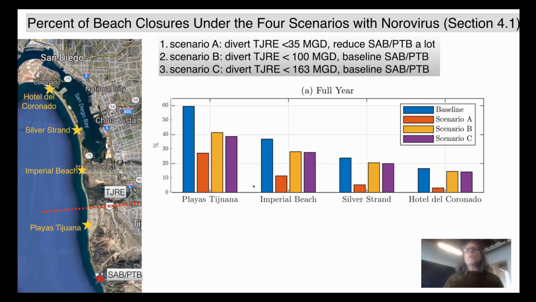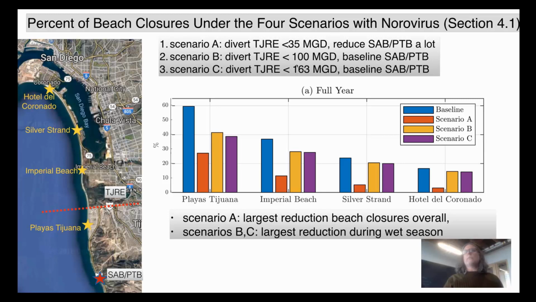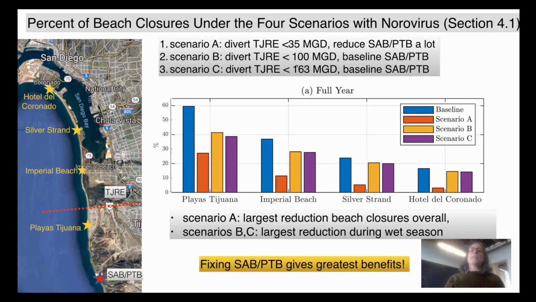But now if you look across all locations, scenario A is the best in all of them, and scenario C doesn't really get you much for all that increase in diversion capacity. Okay, so I just said these things. And so the result of this study is basically that fixing all the raw sewage that's flowing in from the San Antonio de los Buenos plant at Punta Bandera gives the greatest benefits.